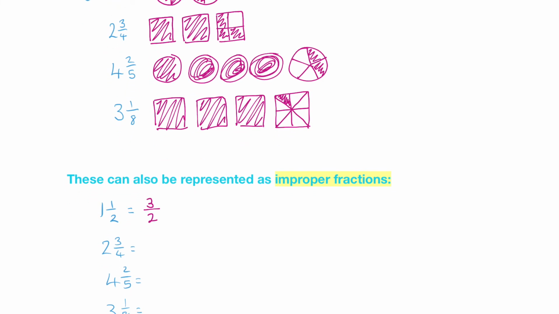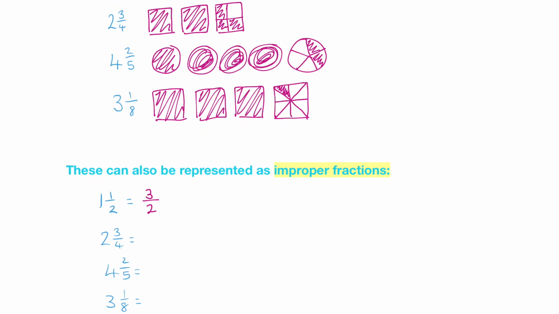Okay. If we look at 2 3/4, then if we split all of our squares into the quarters, then we can see how many quarters we've got all together. We've got 4 there, 4 there, and 3 there. So altogether we've got 4, 8, 11. So we've got 11 quarters altogether there.